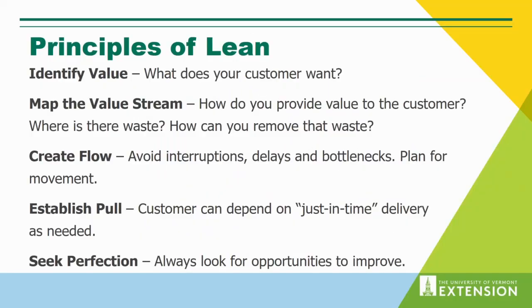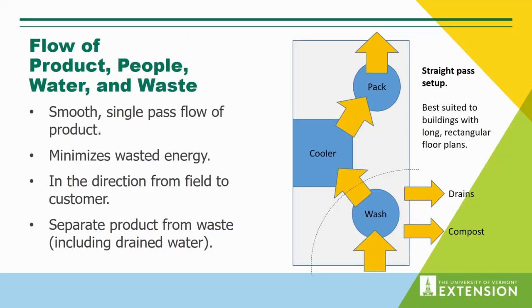So one of the ways to think about this is by applying something called lean principles, or principles of lean farming. And these are the key principles of lean. One of the key ones here when thinking about hygienic design is creating flow. So one way to avoid cross-contamination in particular is to make sure that things are always flowing in the direction that we want them to. In particular, we want to make sure that we're avoiding interruptions, delays, and bottlenecks, and planning for that movement.